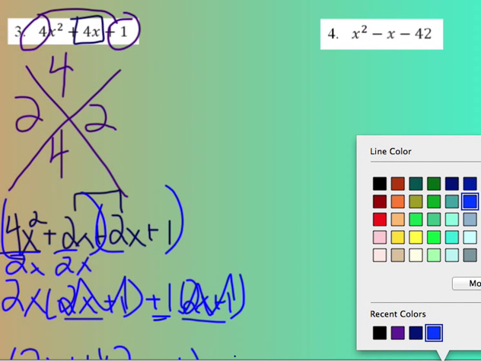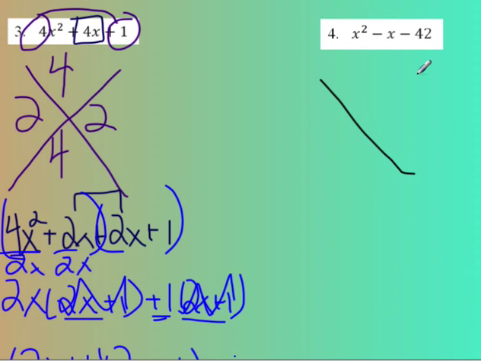Well, let's take a look at number 4. Now, it doesn't always happen, obviously, that it works out to be the same factor twice. So then we don't need to worry about writing it as one factor squared. So here we're multiplying to a negative 42 and adding to a negative 1. Well, what multiplies to a negative 42 and adds to a negative 1? That's going to be negative 7 and positive 6.